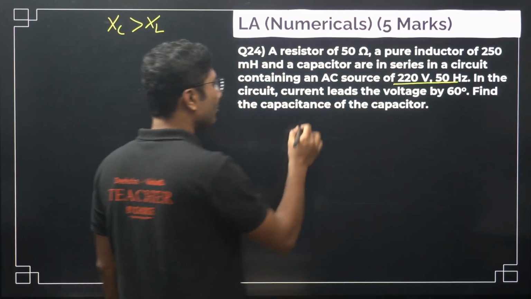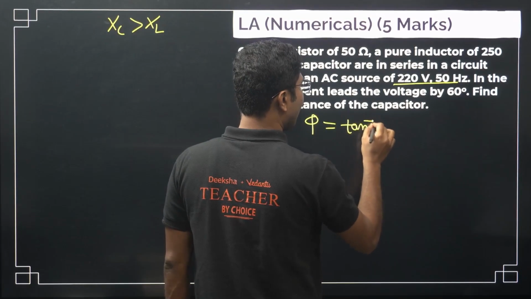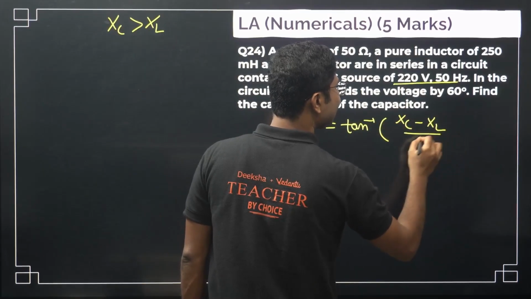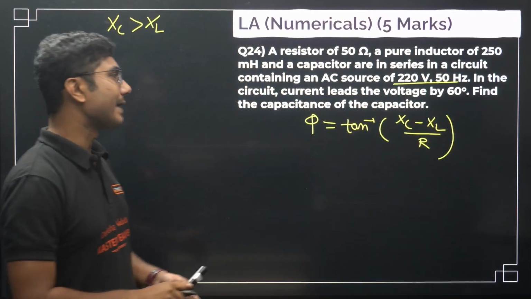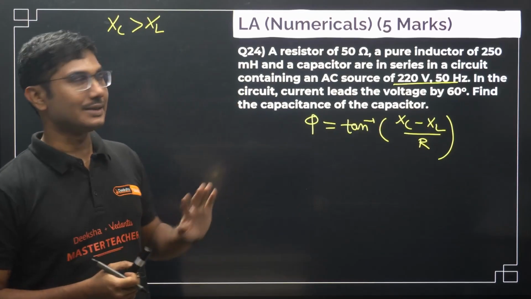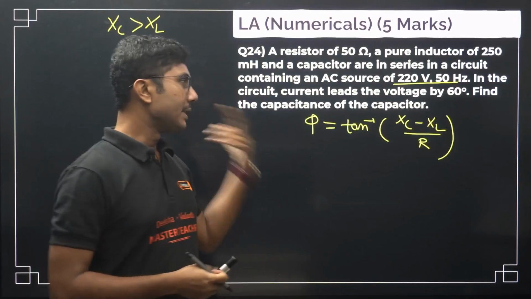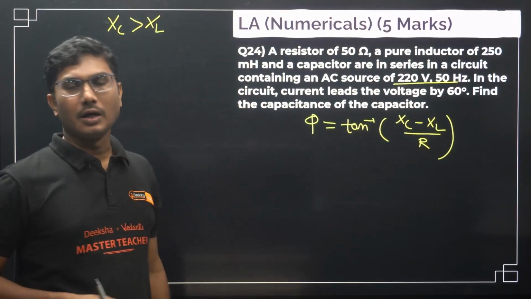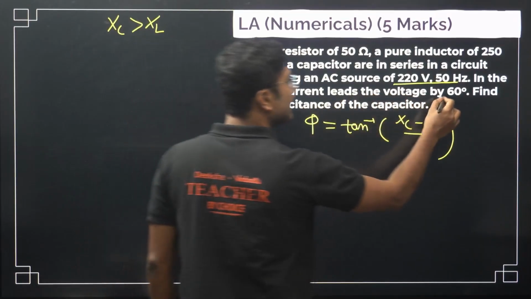Now what is the formula for phase difference? Phase difference is tan inverse of XC minus XL by R. Why XC minus XL? Because current is leading. If current lags, then XL minus XC. If current leads, it will be XC minus XL. You have to remember bigger minus smaller, always. Bigger value minus smaller value. Based on the question, you can adjust it. Now this angle is given as 60 degrees.